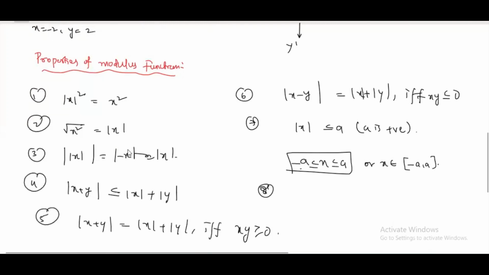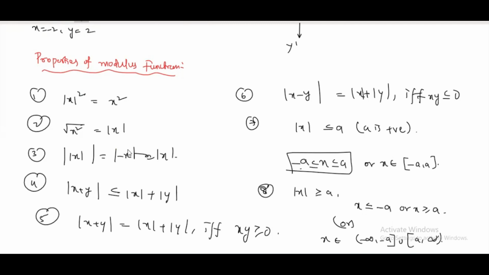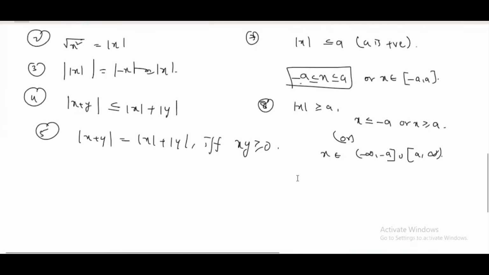So point number 8 is, if mod x is greater than or equal to a, where a is positive, we can write x less than or equal to minus a, or x greater than or equal to a. Or we can write this as x belongs to minus infinity to minus a, closed interval, union a to infinity. So this is the way. How can we write the different ways?